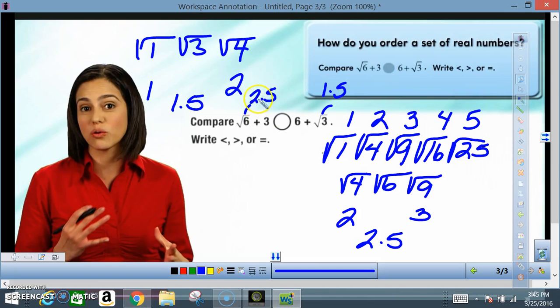All right, so now 2.5 plus 3, that's going to be 5.5. And then 6 plus 1.5, that's going to be 7.5. So 5.5 is less than 7.5. So the square root of 6 plus 3 is less than the square root of 6 plus the square root of 3. All right, so that should help you get right through example 1 out of your textbook to make sure you understand that.